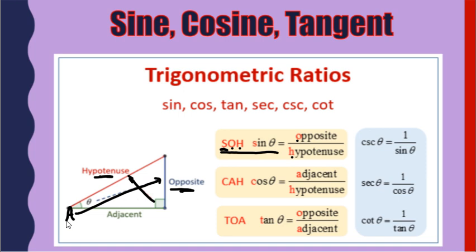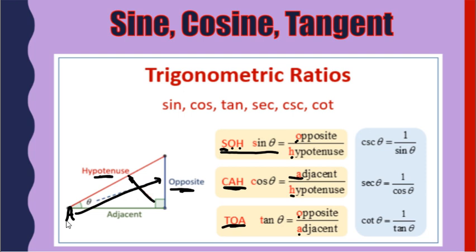So sine, opposite over hypotenuse. CA is cosine, adjacent over hypotenuse. And then TOA, tangent, which is opposite over adjacent.